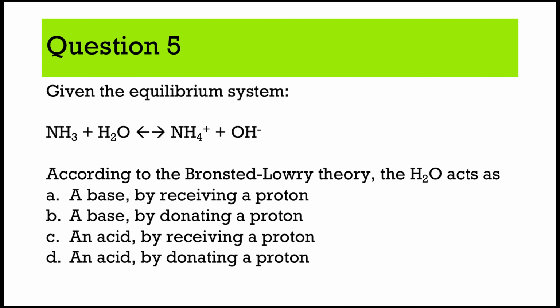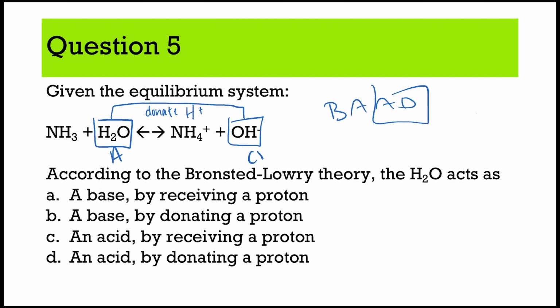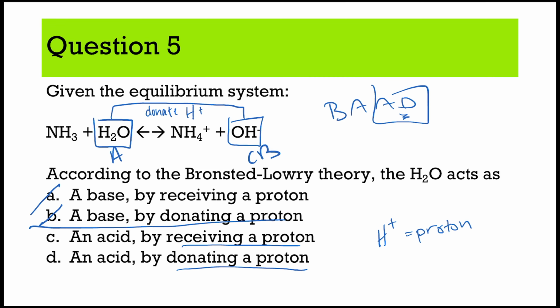Okay, moving forward, number 5. It says, according to this, the water acts as, so we want to figure out if this is acting as a base or acting as an acid. So, if we find that pair, in order to go from H2O to OH-, this needs to donate or lose an H+. And when you donate an H+, remember that makes you an acid, and this is your conjugate base. So we know it has to be an acid. And then it says receiving a proton or donating a proton. Remember, H+ is the same thing as a proton, and it's an acid if you donate a proton, so that makes it choice B.